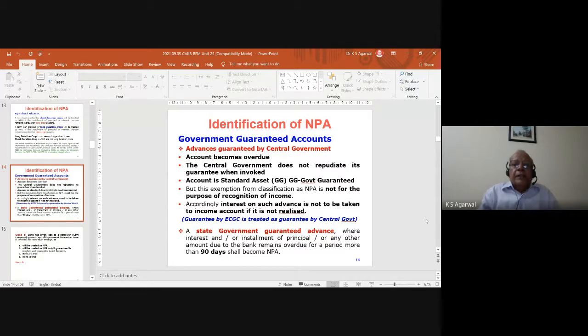Now, as against the guarantee by central government, if the advance has been guaranteed by a state government, then usual 90 days norms will apply. Here there is no relaxation at all.